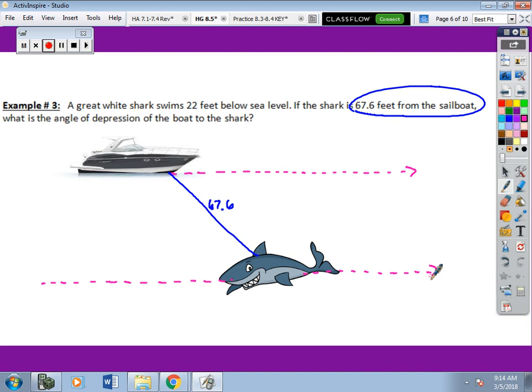Now it's up to you, 22 feet below sea level, the shark. You can either put that here to here and call it 22, or you could put it here to here and call it 22. It does not matter which one you put. Most students will put it here because it says from sea level, but again, you can put it here or here, it doesn't matter. And this would be 22 feet.